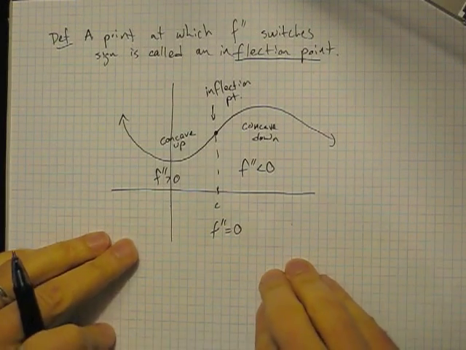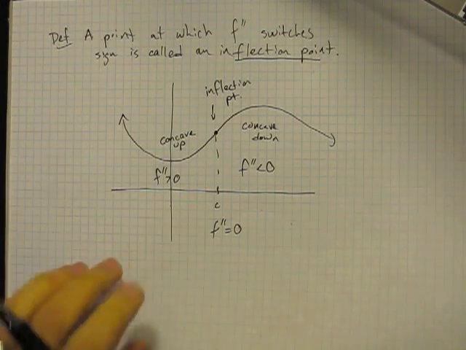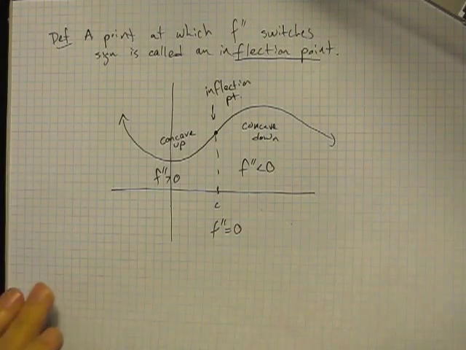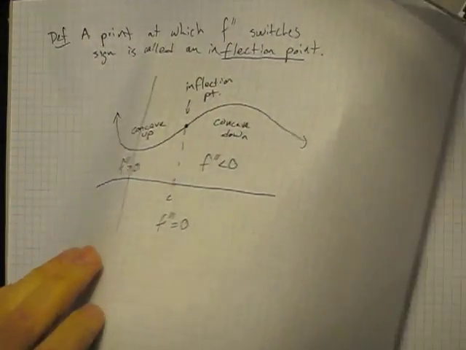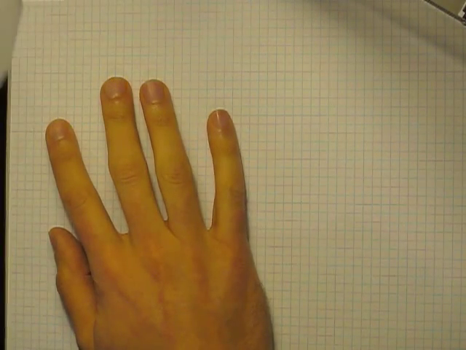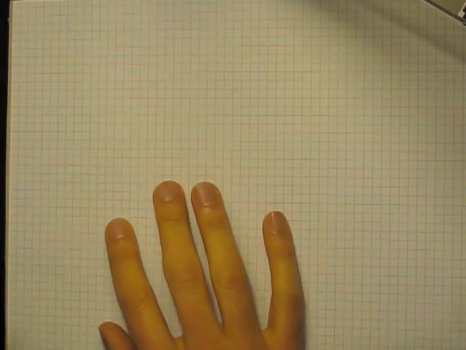So we can determine, just like in the last example, when a function's graph is concave up and concave down by looking at the signs of the second derivative. Okay, let's take a look at this with a specific example.